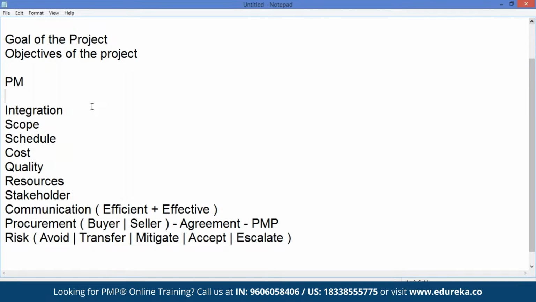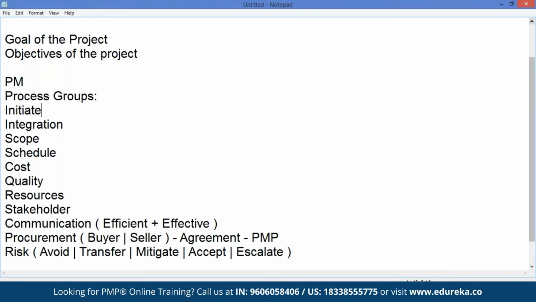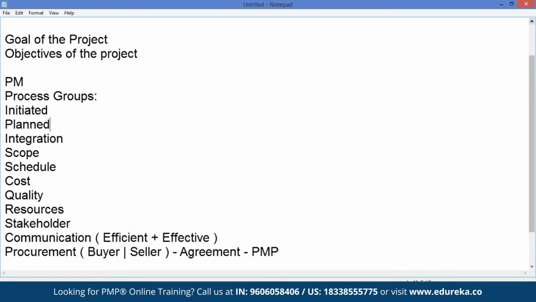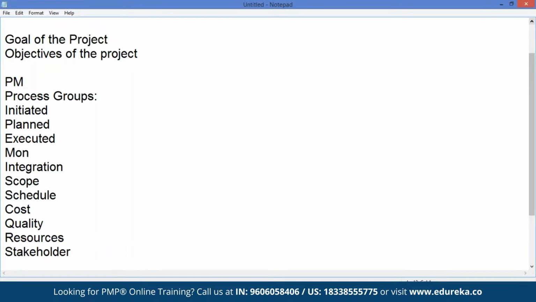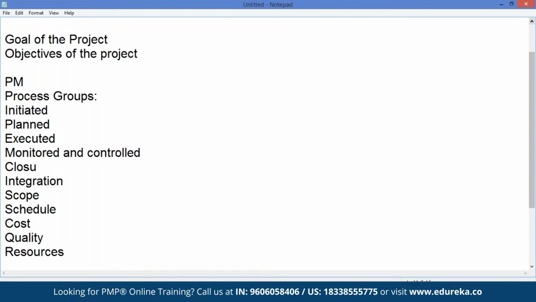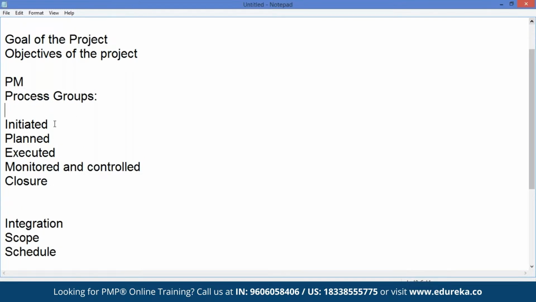Then we talk about something called process groups, right? What are those process groups? Projects should be formally initiated, right? They should be planned, they should be executed, they should be monitored and controlled, and they should be closed. We talk about closure, right? So this is typically the life cycle of a project, right? So we talk about initiation, we talk about planning.